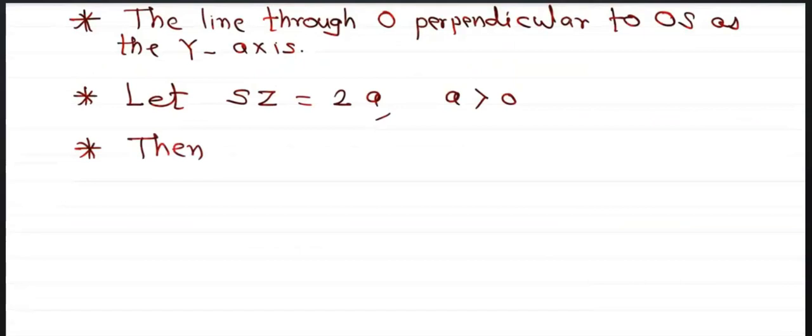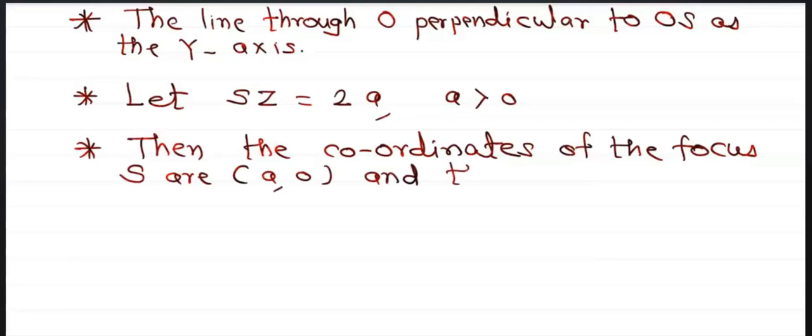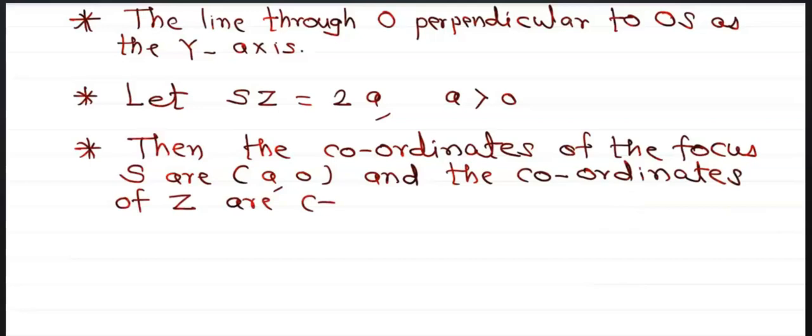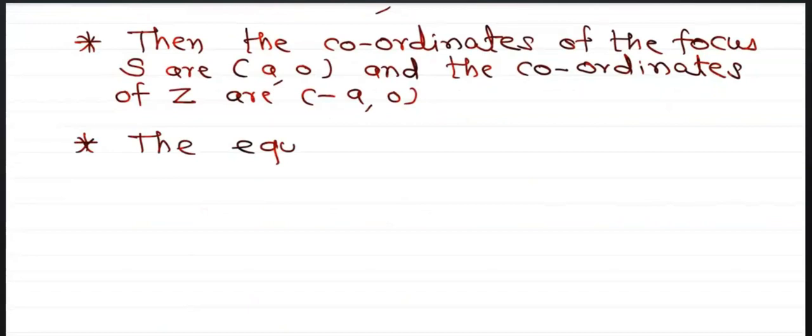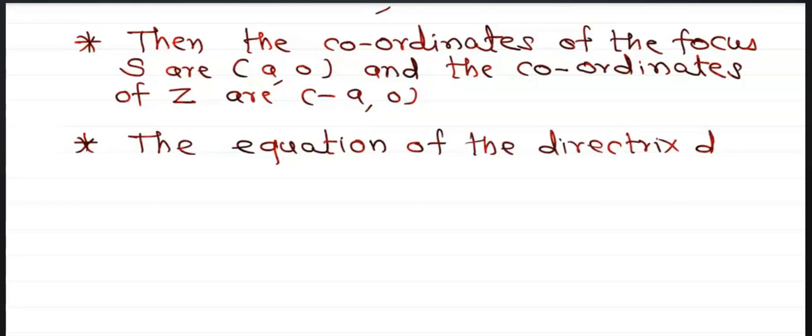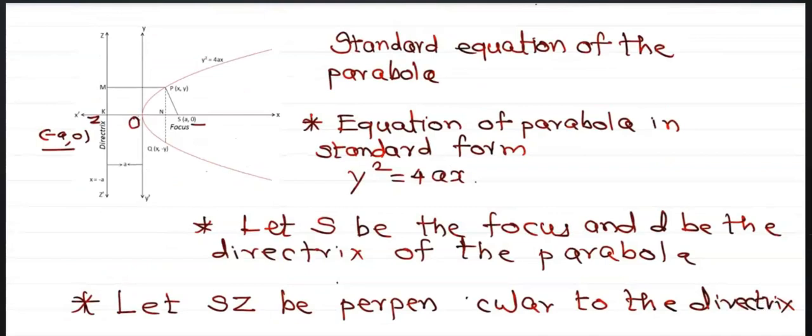And suppose that OZ is equal to a, where a is positive. Then the coordinates of the focus S are (a, 0) and the coordinates of Z are (minus a, 0). The equation of the directrix is x is equal to minus a. This is the equation of the directrix, that is x plus a is equal to 0.